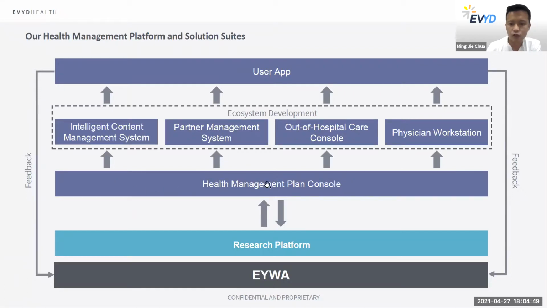The health management plan console is targeted at policymakers so that they can gain a better understanding of the health conditions of the population. And we have the content management system and partner management system, which are targeted at entities like the Health Promotion Board. The out of hospital care console can be used by existing doctors in the hospital for continuation of care outside of the hospital setting, and also by third-party service providers. And you have the physician workstation that we showed earlier, which includes patient management tools, care coordination tools, etc. Eventually, all of these services are provided through the user app to the individual.